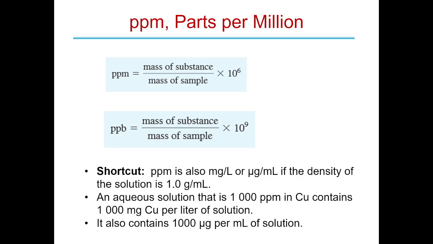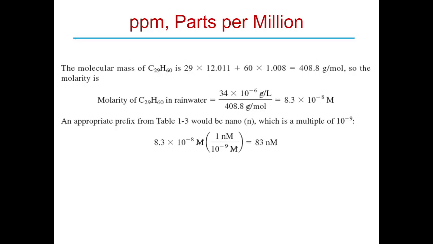If it's not a density of 1, these are not true, okay? It will not be a simple conversion. A part per million will not be a milligram per liter or a microgram per milliliter. It only is true when the overall solution's density is 1.